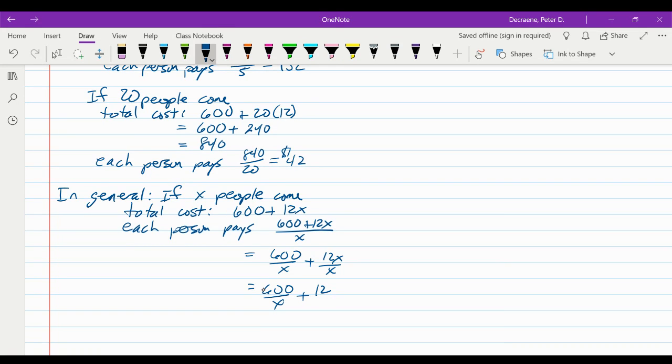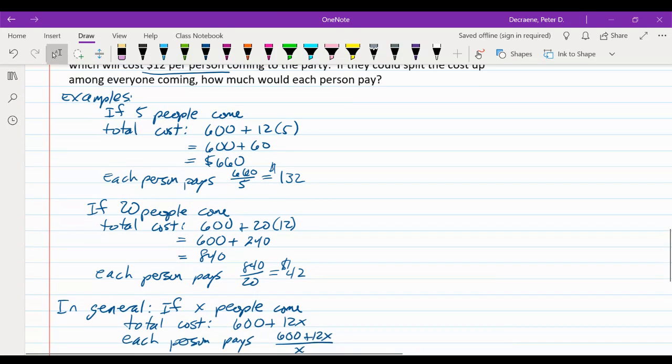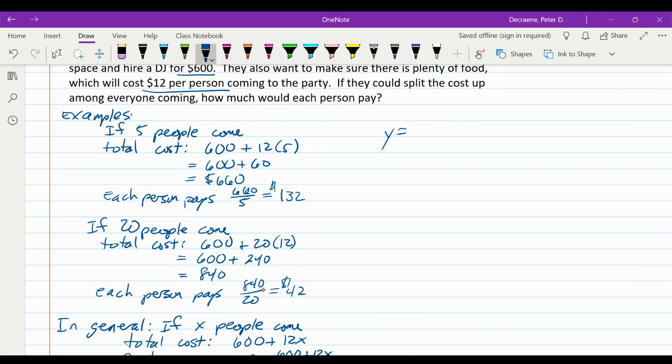And look at that. That looks a lot like our reciprocal function. So what we're really graphing here is y equals 600 divided by x plus 12. So when I go to graph this, I'm not going to put a scale on here because it's going to be a little bit funky. I know that x can't be 0. We can't have 0 people coming. So I definitely want an asymptote at x equals 0. 12 is the minimum cost.